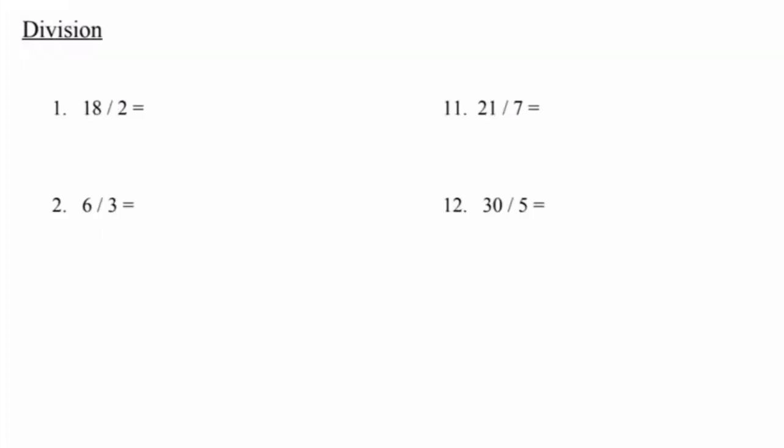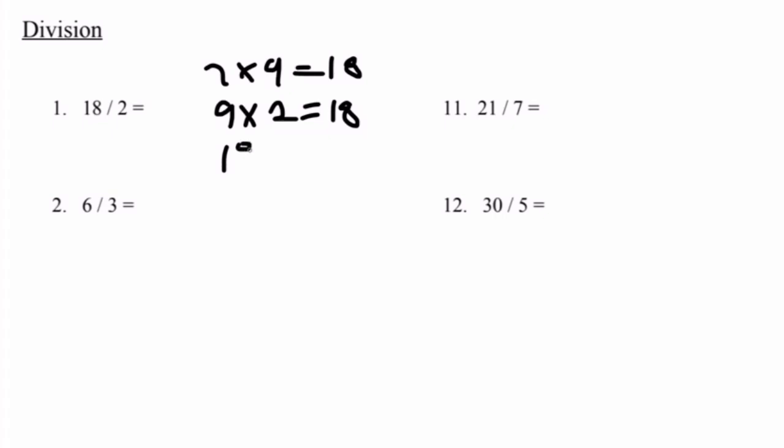Our second topic is division, and it's asking us to divide the numbers below. Number 1, they give us the equation 18 divided by 2. Well, from prior knowledge, we know that 2 times 9 equals 18. And we also know that 9 times 2 equals 18. Last but not least, we also know that 18 divided by 9 equals 2. These three equations represent the factor family.